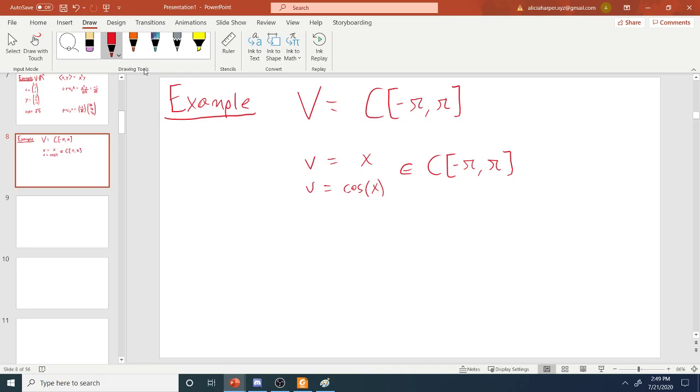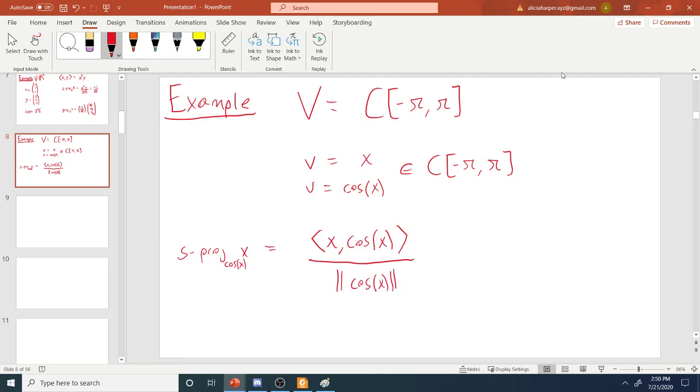And what I'm going to try to do is compute the scalar projection of x onto cosine of x. So first off, I have to compute the inner product of x with cosine of x, and then I have to divide it by the norm of cosine of x.